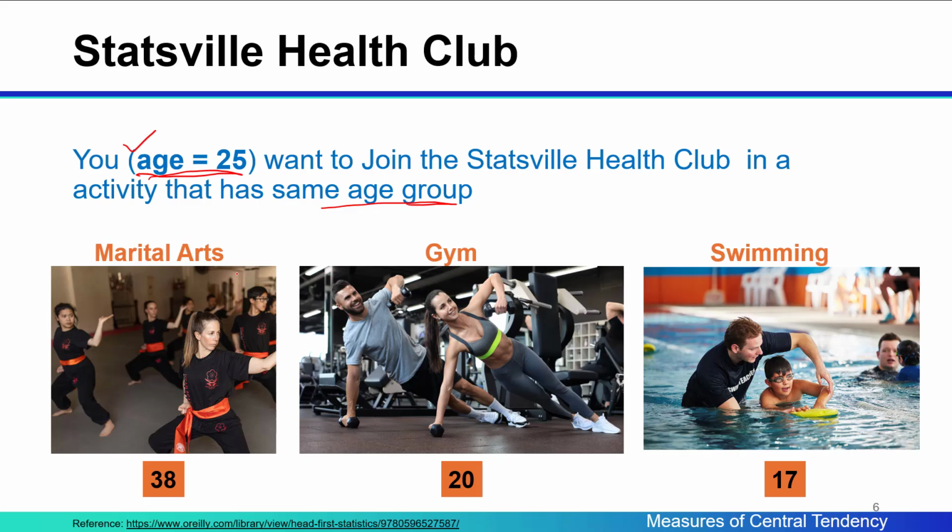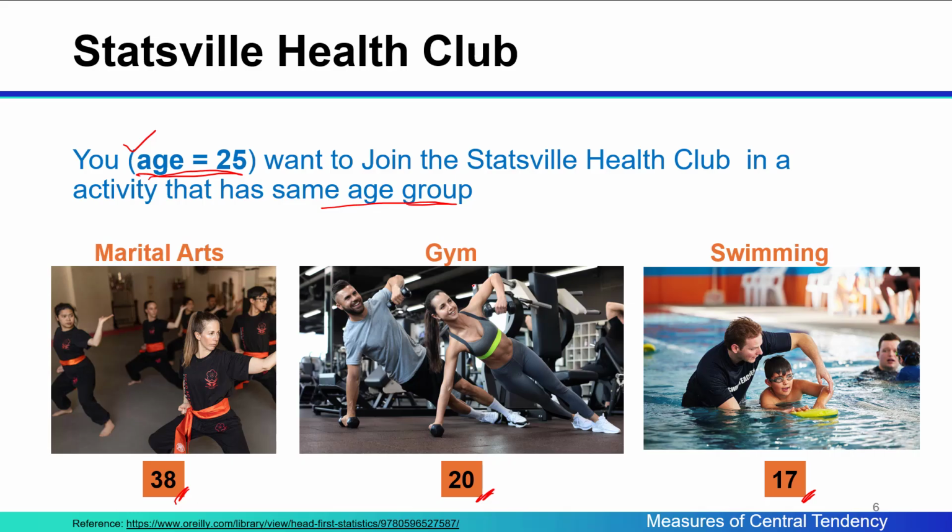Statsville Health Club is offering three kinds of activities: martial arts, gym, and swimming. And you ask the receptionist what is the average age for martial arts, gym, and swimming. She replied that 38 is for martial arts, gym is 20, and swimming is 70.